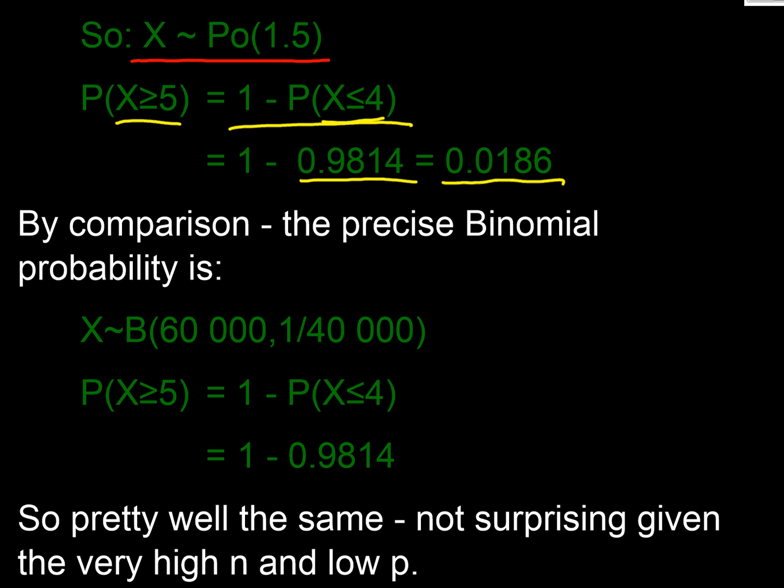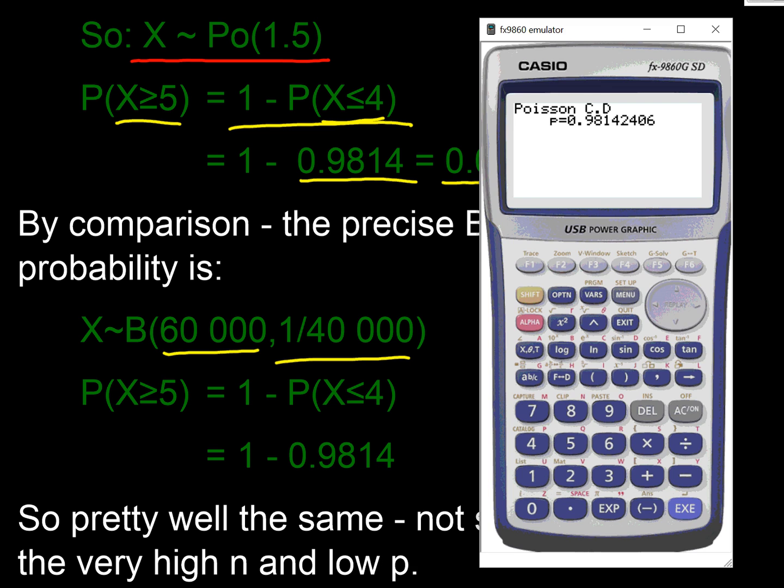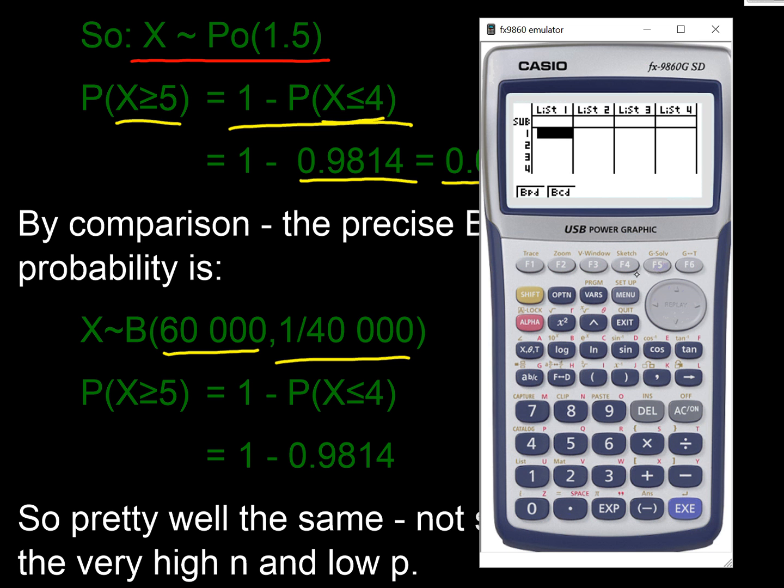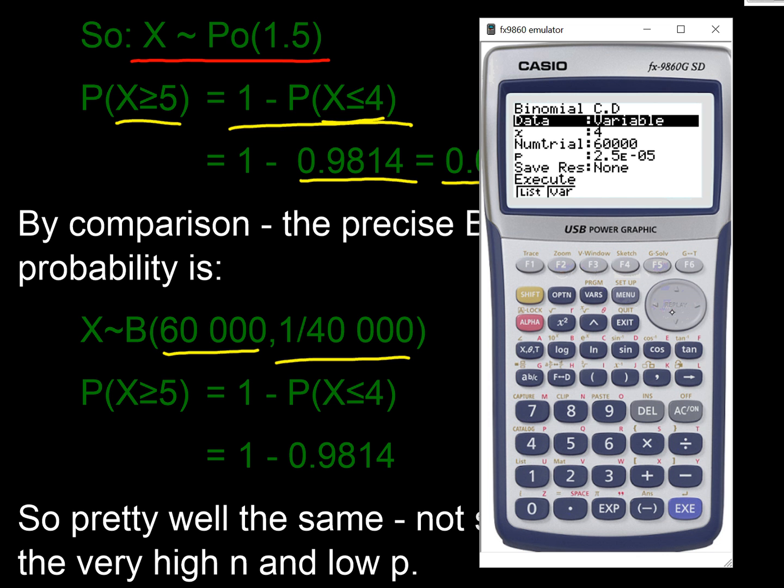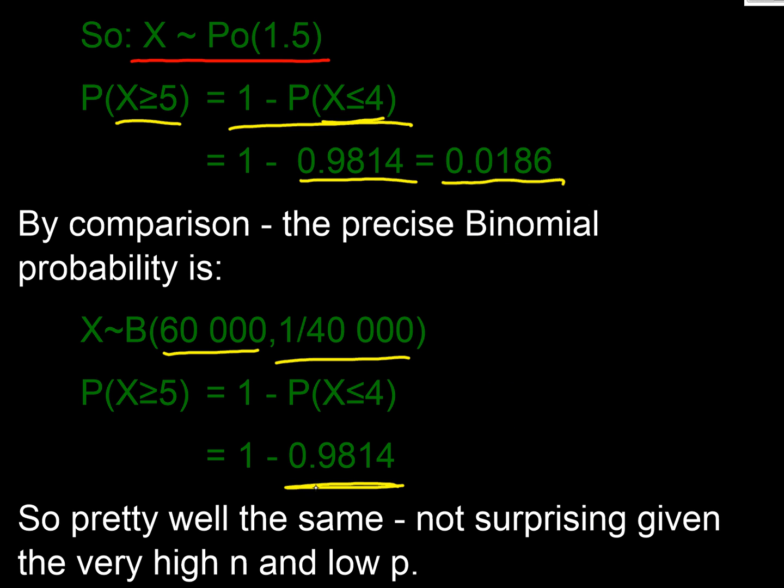Okay, just to check how accurate, how precise that is, let's use our binomial. If we went into our calculator and used the values 60,000 for n and 1 in 40,000 for p, so let's do that. Distributions, binomial, BCD. There's our target, 4. Our number of trials is 60,000. Our p is 1/40,000. That comes to that value there. And we're going to get 0.9814. So we've got exactly the same number, haven't we? Well, we would expect it to be pretty accurate because our n is very high and our p is very low.